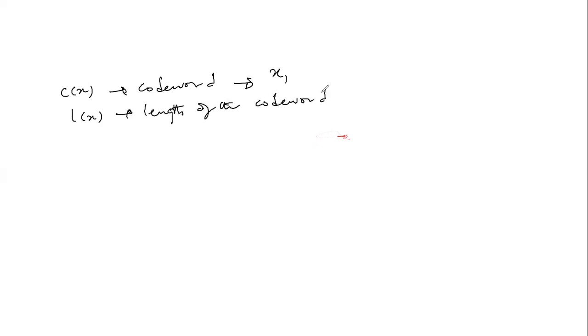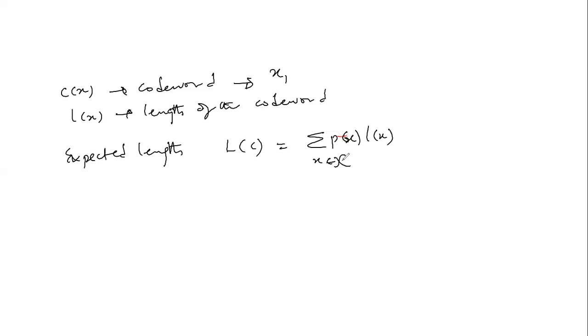So if we now say that C of X, for instance, is the code word, let's say this is the code word corresponding to S sub 1. And then L of X denotes the length of the code word, for instance. Then the expected length, that will give us that description length to describe each symbol, is therefore given as L of C, which is the same as the expected value of the length of each code word, such that X is an element of the stochastic process.